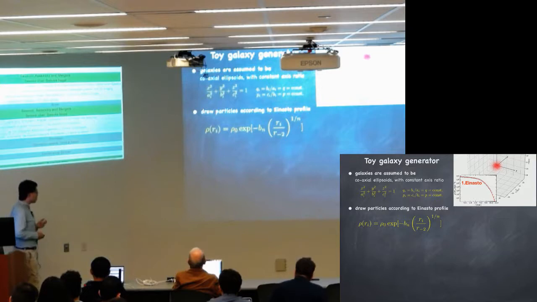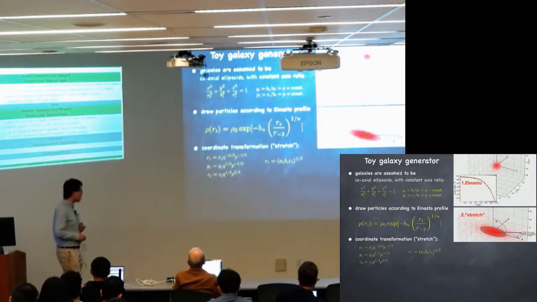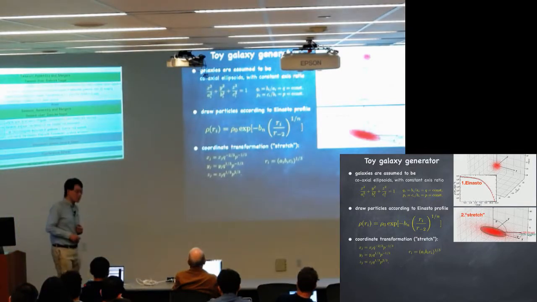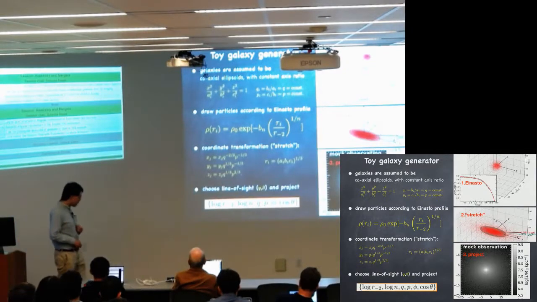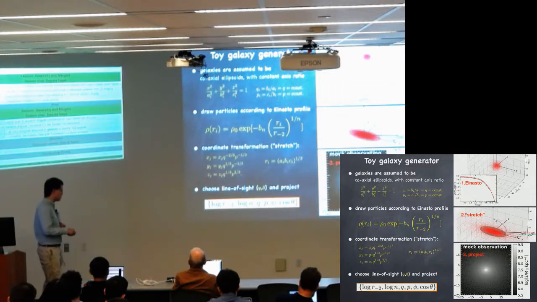Okay. So we populate stars according to Einasto, and we stretch the system to achieve the desired axis ratios in 3D, and finally we project. So in total, we have 6 free parameters, 2 for densities, 2 for shape, and 2 for line of sight for a galaxy of a given mass.